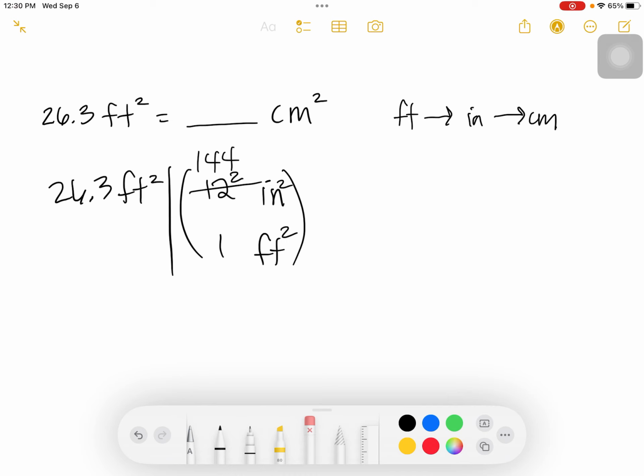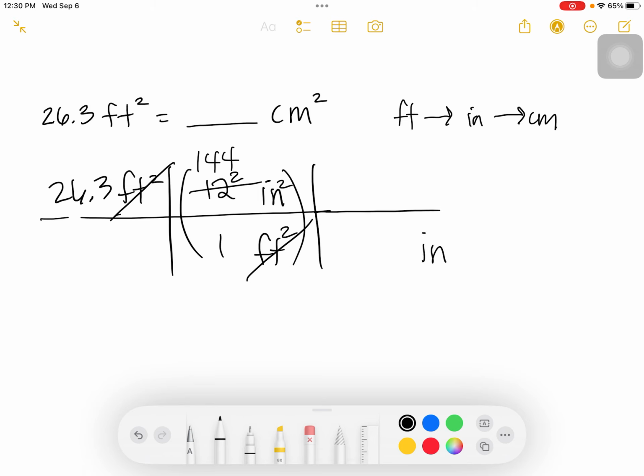From here, oops, I was still on eraser. From here, my square feet cancel, and I'm left with square inches. So I proceed like normal. We think about, okay, just for that instance, what if it wasn't square inches? We would say 1 inch has 2.54 centimeters.